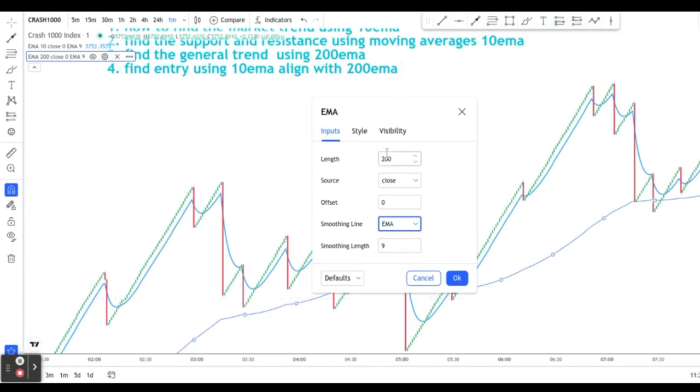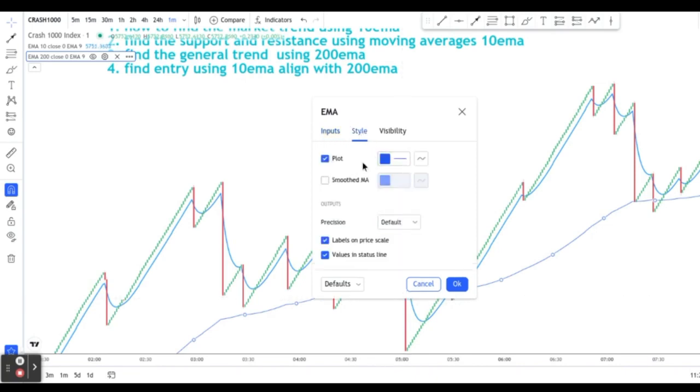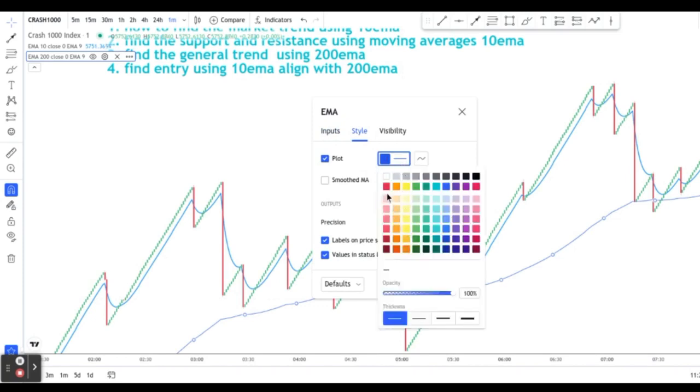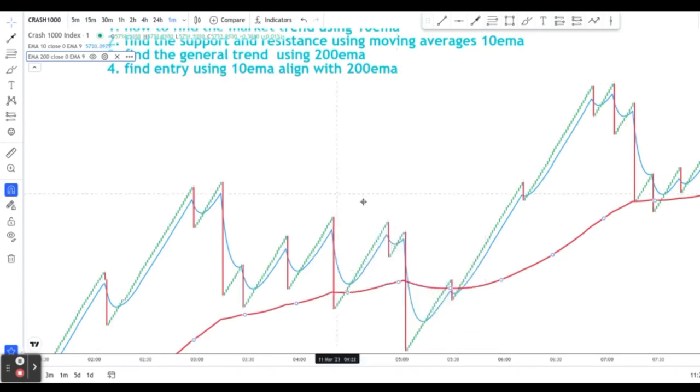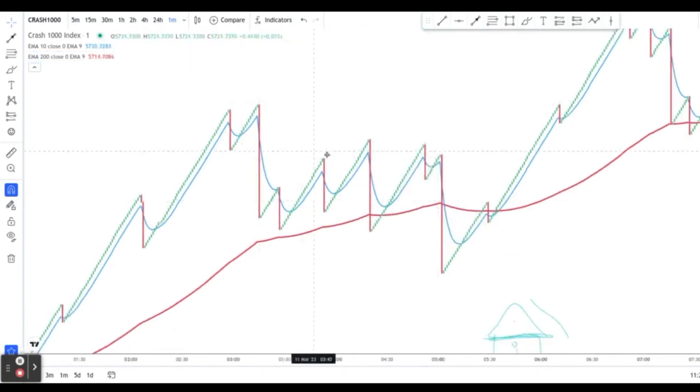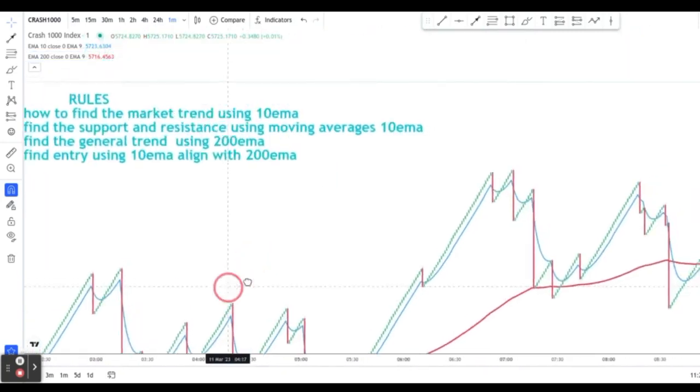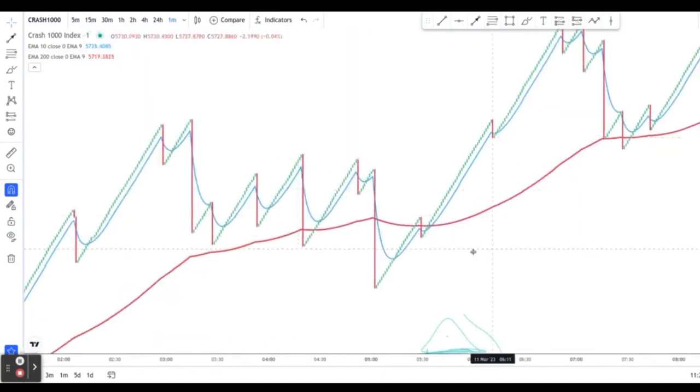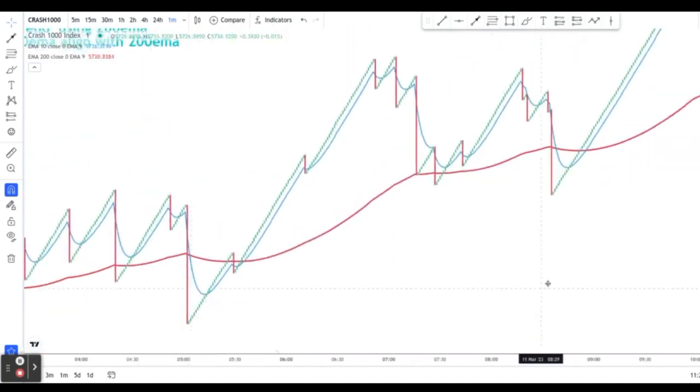So that is the 200 EMA. Then you can use any style, any pixel of your choice and any color. So I'm changing this to red and I'm using a thicker pixel. So now you can see what is the general trend. The general trend means what has been happening for a long time in the market.